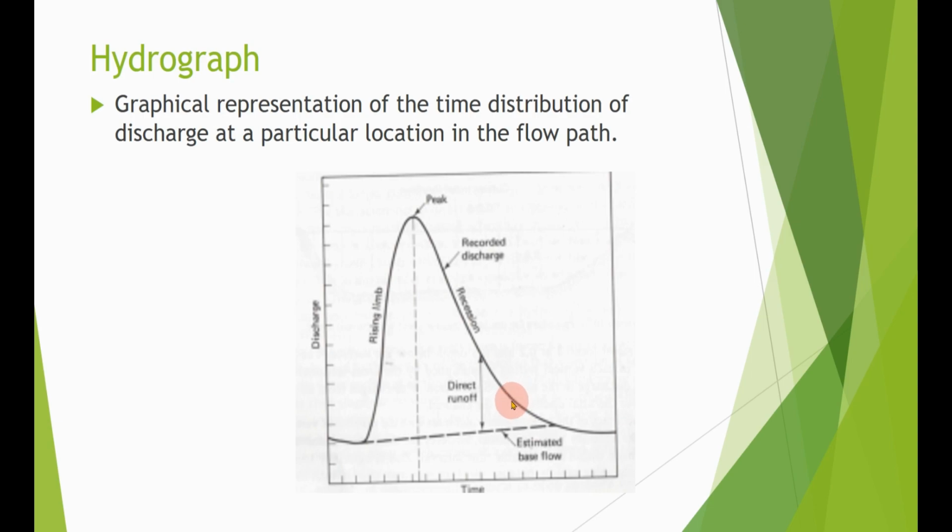One of the simplest methods, and one that is easily justified, is to draw a straight line from the point at which the rising limb begins to the point of greatest curvature on the recession side. The area between the curve and the straight line represents the volume of the direct surface runoff, and the area below the straight line is the contribution to the stream flow from the groundwater runoff, also known as the base flow. So this is the base flow, and this is the direct surface runoff. Again, it has a rising limb, a peak, and a recession.